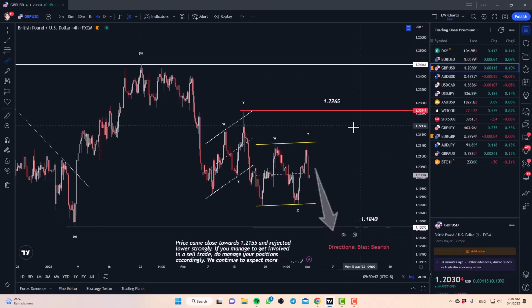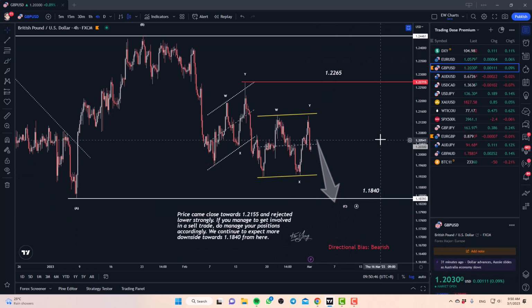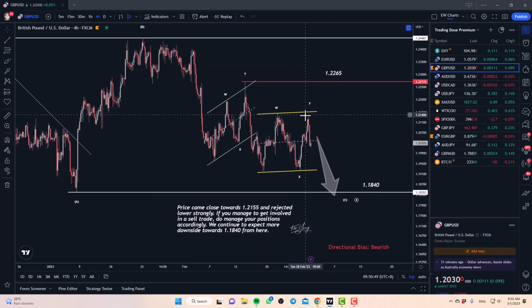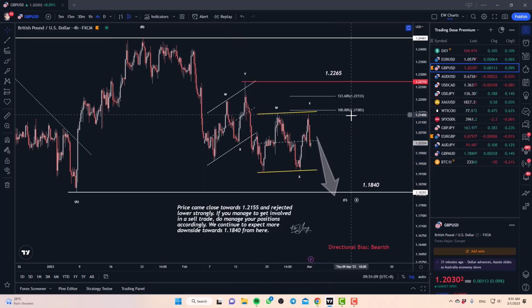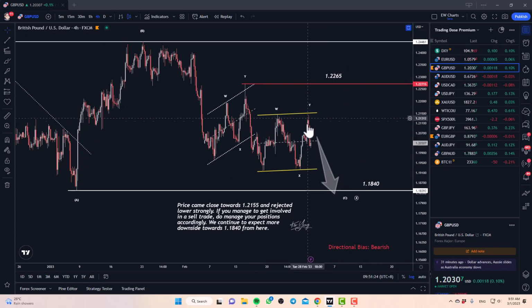A little bit on the pound. Last session, we shared yesterday that we were expecting a rejection slightly above where the current market price is. We utilized this fib here, looking around 100% to 123%, so somewhere around 1.2155. The highest point that price came to is 1.2143, so we missed it by just close to 10 pips, and the market gave us a very decent rejection.